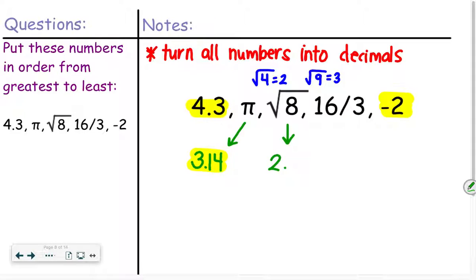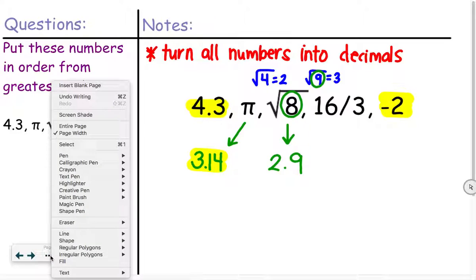Now the square root of 8 is only one smaller than the square root of 9, so that means my decimal is going to be really close to 3, because 8 is only one away from 9, so the square root of 8 is really close to 3. So I'm going to go 2.9. What is really close to 3 but a tiny bit smaller, 2.9. So now we have that as a decimal.